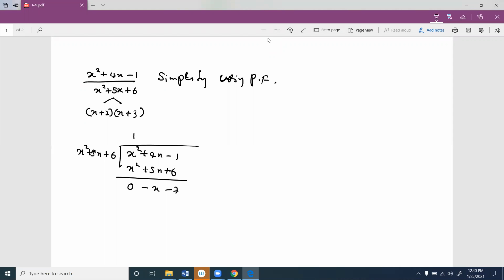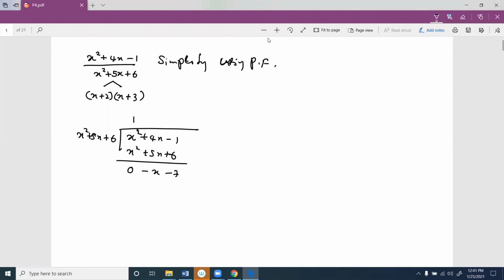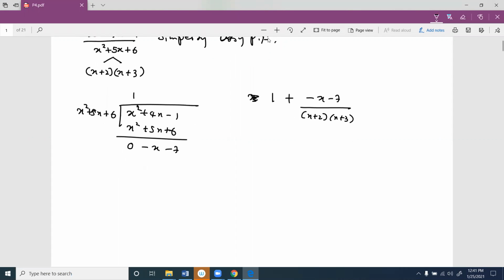Then you can write this division in this format. The quotient is 1 plus the remainder, minus x minus 7, divided by the factors x plus 2 and x plus 3. Now I am going to simplify this. Keep the 1 and simplify this part. So minus x minus 7 divided by x plus 2 into x plus 3, I will write as a over x plus 2 plus b over x plus 3.